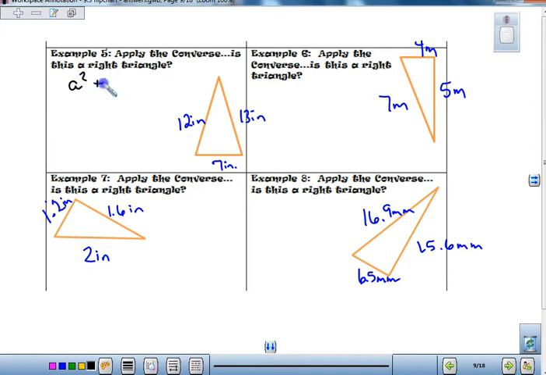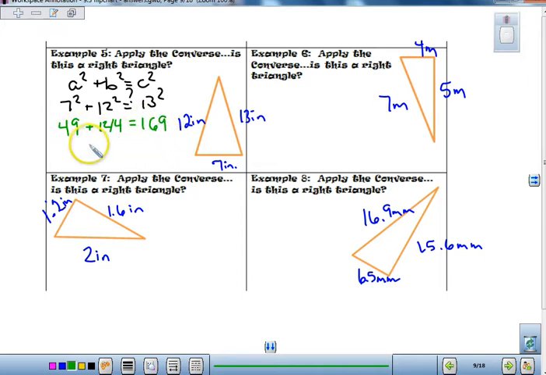So when we start off with our a squared plus b squared equals c squared to check our converse, we are going to put down 7 squared plus 12 squared, and the question is, does it equal 13 squared? So on your calculator, 7 squared, hopefully this is one you know, 49, 12 squared, 144, equals 13 squared, again, one of your perfect squares you should know, which is 169. 49 plus 144 gives us 193, and that is not equal to 169. So we would say this is not a right triangle.